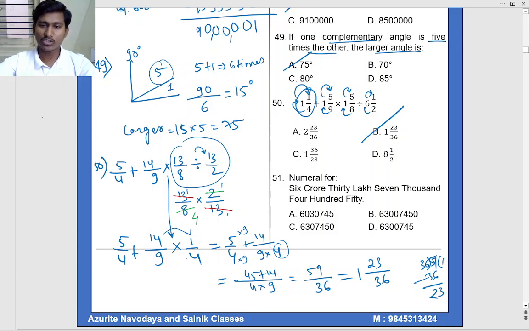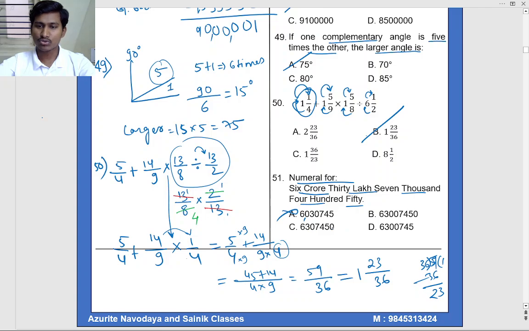So what is the 51? Numeral for, so you have to write in number form. 6 crore 30 lakh 7,450. 6 crore 30 lakh. So which option is 6 crore? All 6 crore, then 30 lakhs. So 30 should have been in the starting. So option A will not be there.